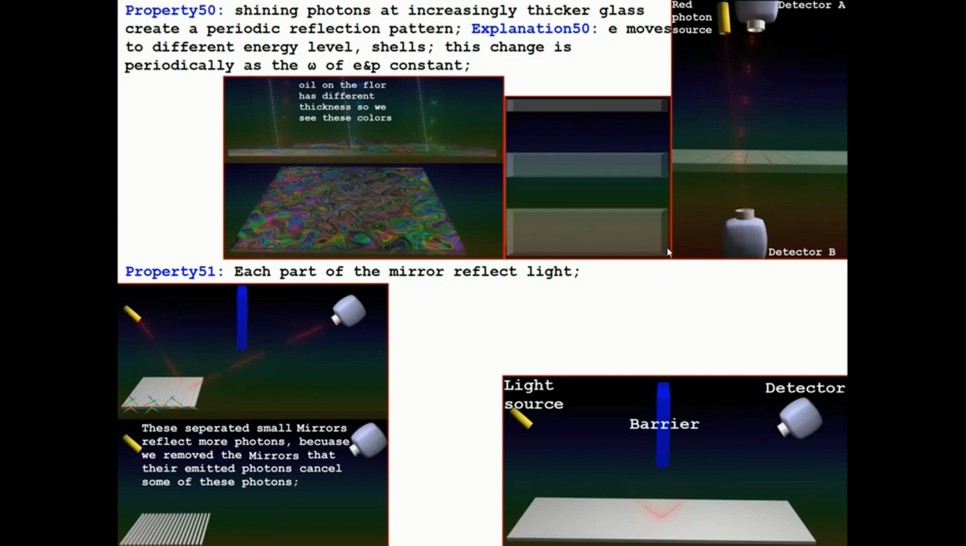And then again zero reflected photons. This periodic pattern is created because the electron moved to different energy levels and different shells when we add more and more glasses. And because the angular velocity of the electron and the proton is preserved, the electron's movement to different shells and different energy levels will create a pattern that repeats itself. If we change the photon frequency, the thickness of the glass required for zero reflected photons will change, but the pattern will repeat itself.